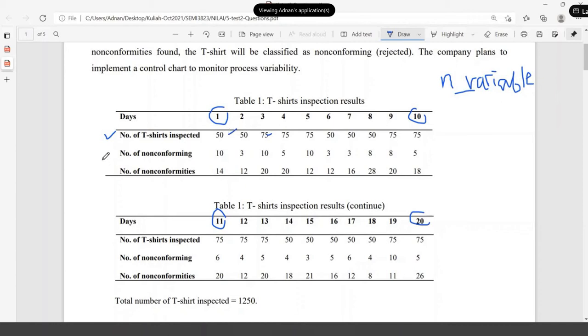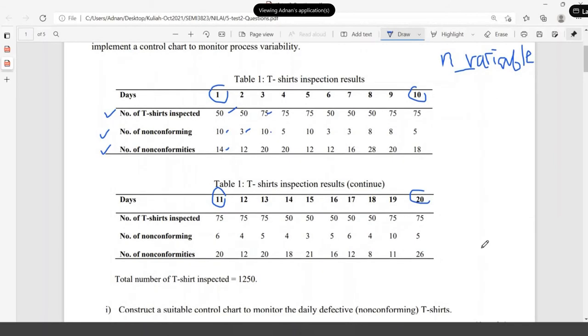Non-conforming is given here: 10, 3, 10 and so on. Non-conformities are also given: 14, 20 and so on. The total number of t-shirt inspected is 1250. This is basically the summation of all these, which is given here as 1250.